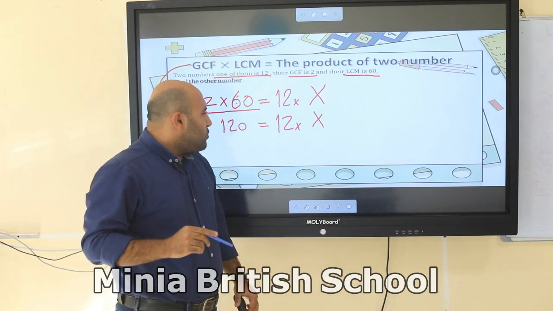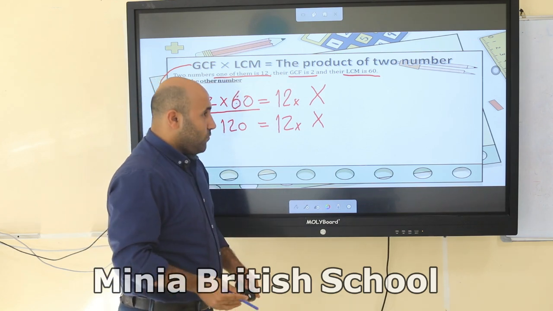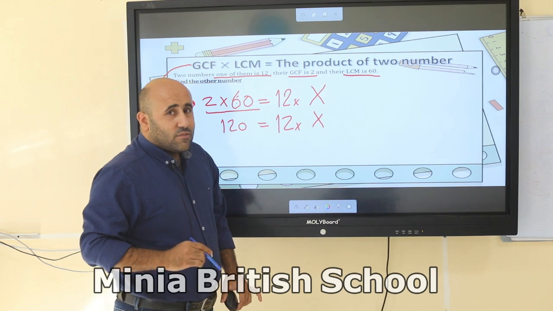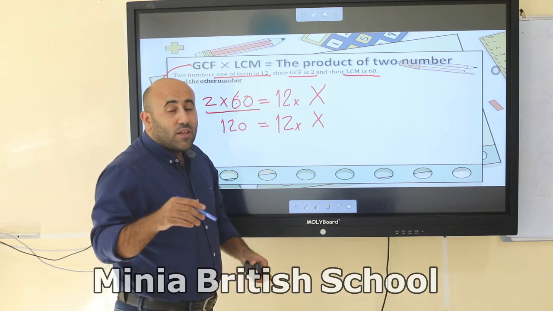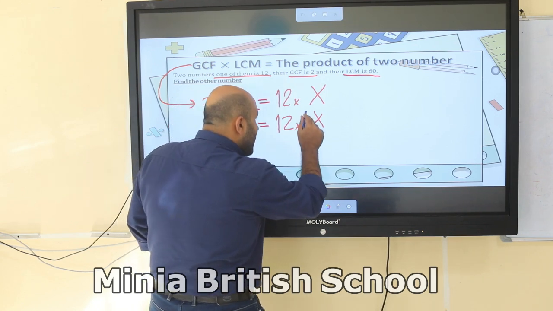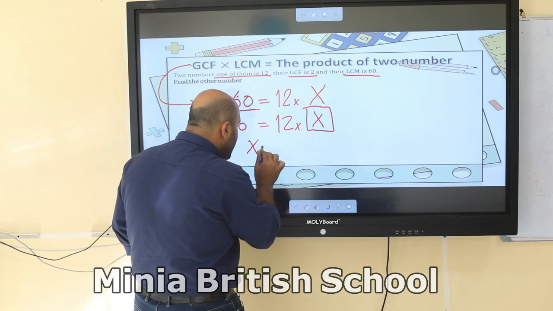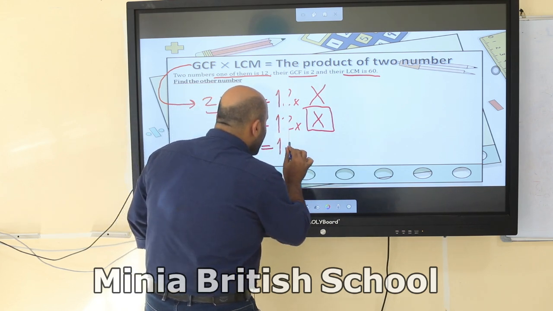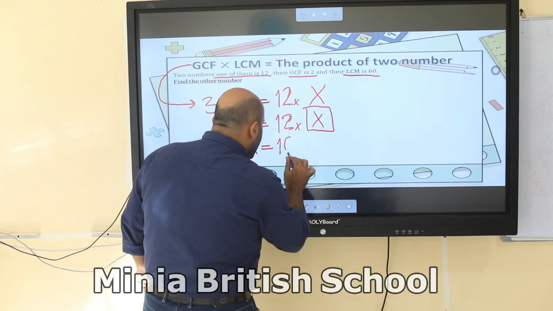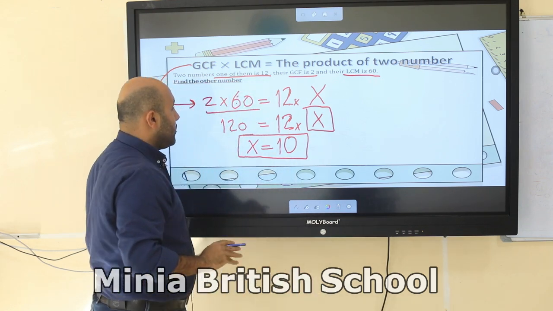Think with me for just one second. What number times 12 gives me 120? You may all think about it. That's right. According to the multiplication facts, the number is 10. So X, the number which I don't know, equals 10. This is the other number.